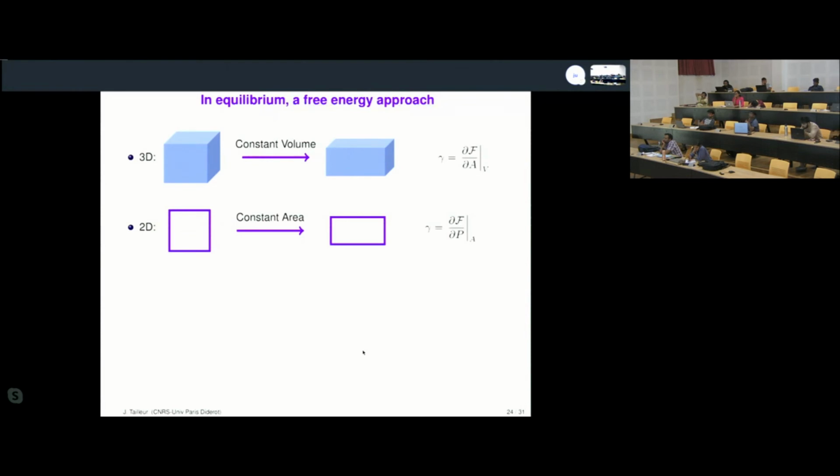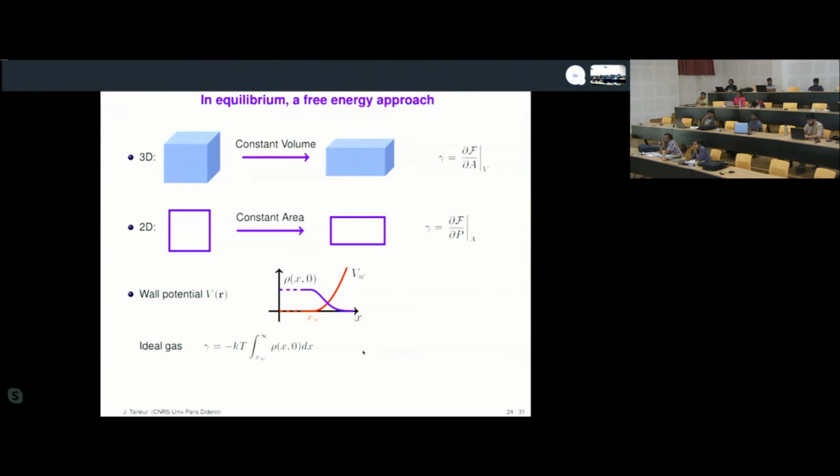In 2D, it's a bit simpler. You go from a square to a rectangle. So you change the system, preserving the area but changing the perimeter. And gamma is simply the variation of the free energy with the perimeter. If you go back to my favorite setting, in which I have this 2D system in which my walls are modeled by repulsive potentials, you can compute, using this derivative of the free energy with respect to the perimeter, the surface tension between the ideal gas and the confining walls. So it's a solid-fluid surface tension.